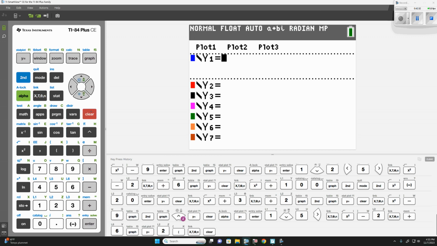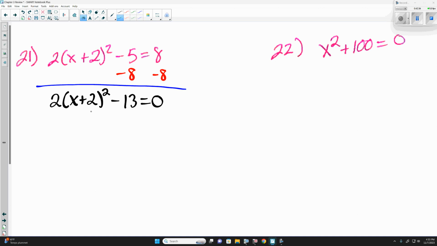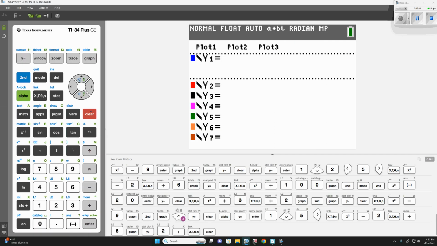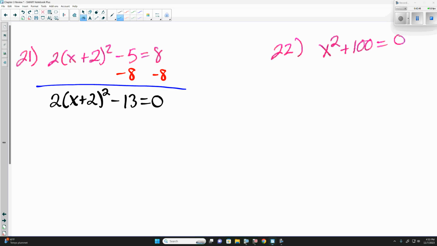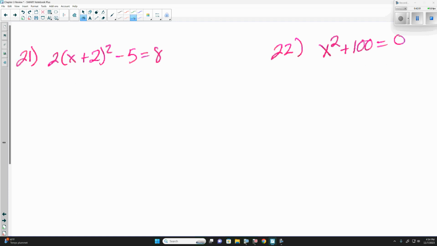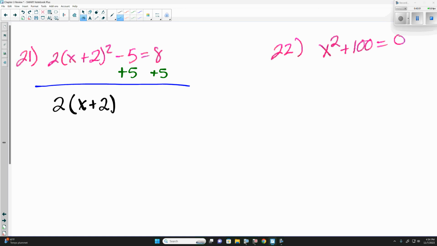Let's just clear that whole thing out. 2 times (x + 2)² minus 13 is this here. It does not cross at nice points, so we're going to have to do the square root method anyways. I'm just going to reset and add 5 to both sides first, because we need to get the set of parentheses, or the term being squared, by itself.